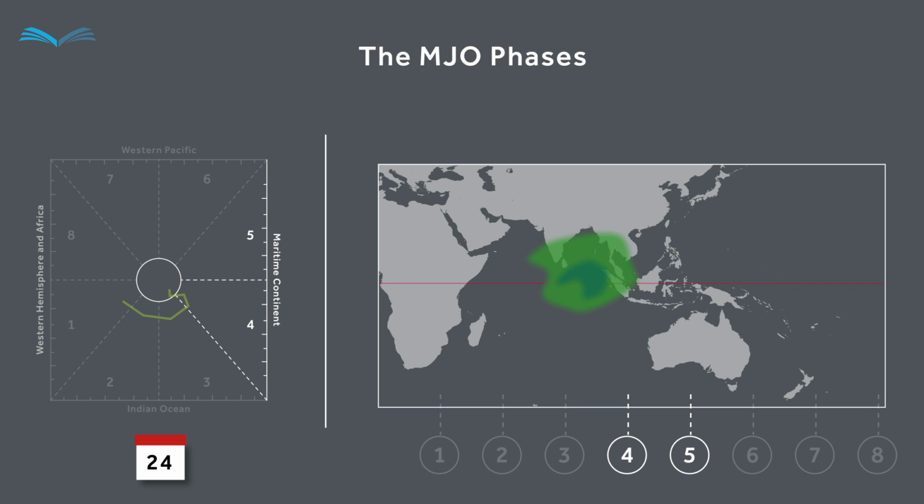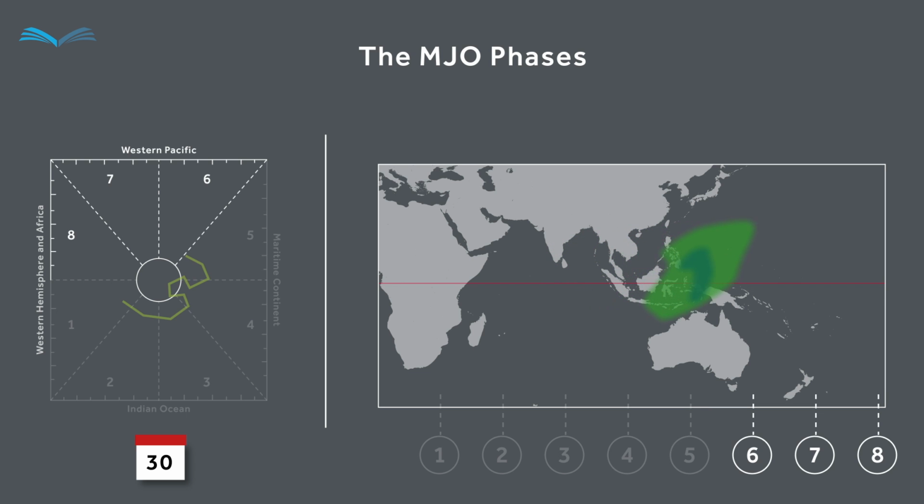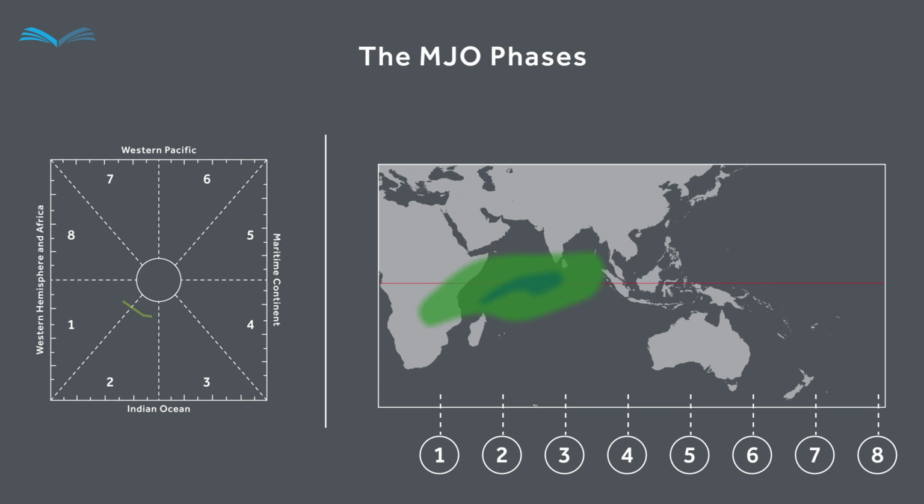Phase 4 and 5, the enhanced convection reaches the maritime continent of Indonesia and the West Pacific. And phase 6, 7 and 8, the enhanced rainfall moves further over the Western Pacific, eventually dying out in the Central Pacific. And meanwhile, convection is suppressed over the Indian Ocean. And then the next MJO cycle begins.